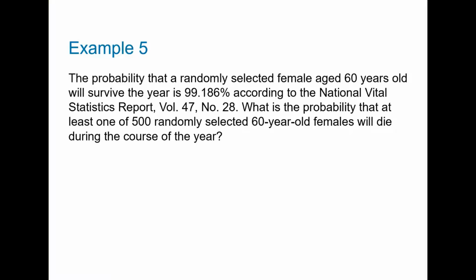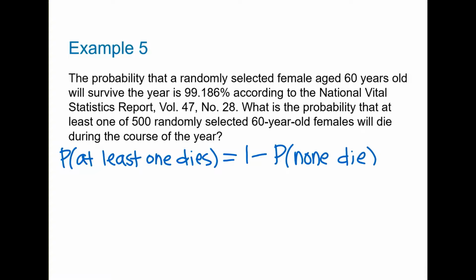The opposite of at least one female dying would be that none of them die. So we can find the probability that none of them die, and then use that to find the probability that at least one dies. So now let's look at the complement rule. The probability that at least one dies is 1 minus the complement, or the opposite event, and this would be the probability that none die. So now we need to find the probability that none die.